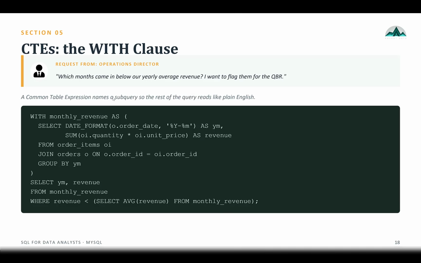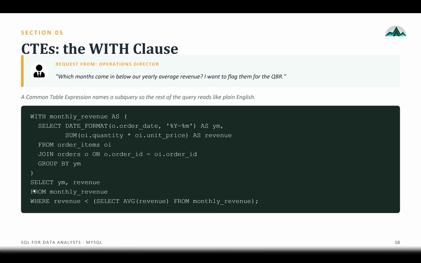Now, here's a CTE example. We did something similar. It says, okay, we have a request from our operations director. Which months came in below our yearly average? Now that's below. I want to flag them for the QBR. Okay. So let's break this down. We have a singular subquery here where we bring back the average revenue. We know how to do that. You saw us do this in our practice.